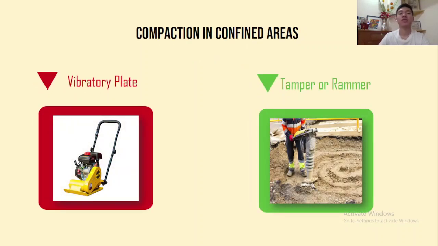Now let's proceed to compaction in confined areas. The equipment available for compaction in confined areas, such as trenches and around foundations, includes small vibratory plate compactors, and also the tampers or rammers. The vibratory plate compactor, as you can see on the left side, is mainly used for compaction of different types of soil in narrow and restricted areas where it is not possible or economical to use large compaction equipment.